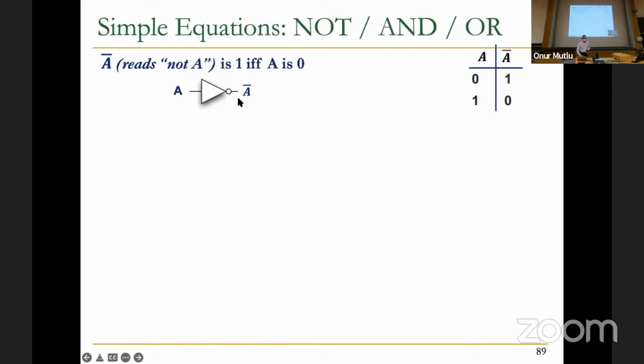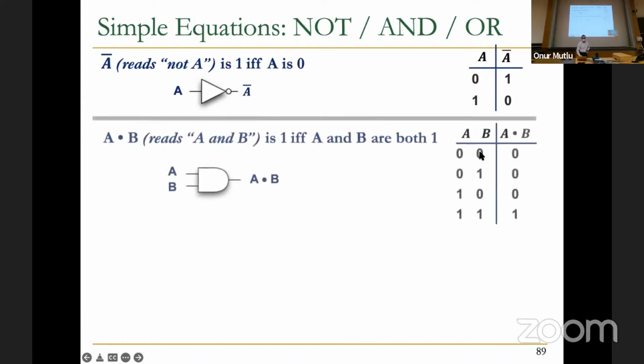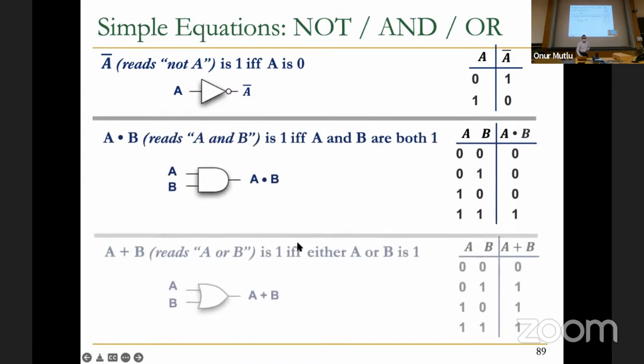And the output is 1 if and only if A is 0. And you can see the truth table, kind of obvious. A and B: again, the output is 1 if and only if A and B are both 1, truth table. And A or B looks like this. Normally, when we do A and B, we can omit the dot. A or B, we normally use plus. That's the terminology, that's the notation.